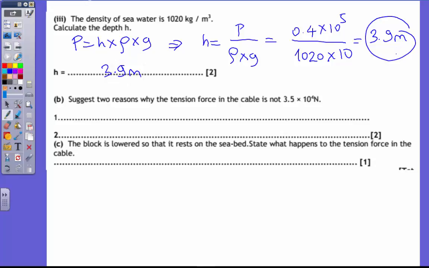3.9 meters. Suggest two reasons why the tension force in the cable is not 3.5 times 10 to the power 4 Newton. The tension is not equal to 3.5 times 10 to the power 4 Newton because of the weight of the block, and secondly, the upward force of the water.